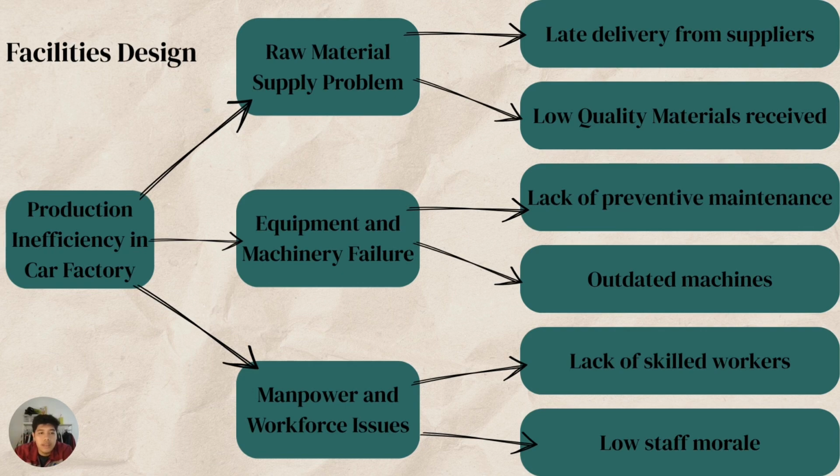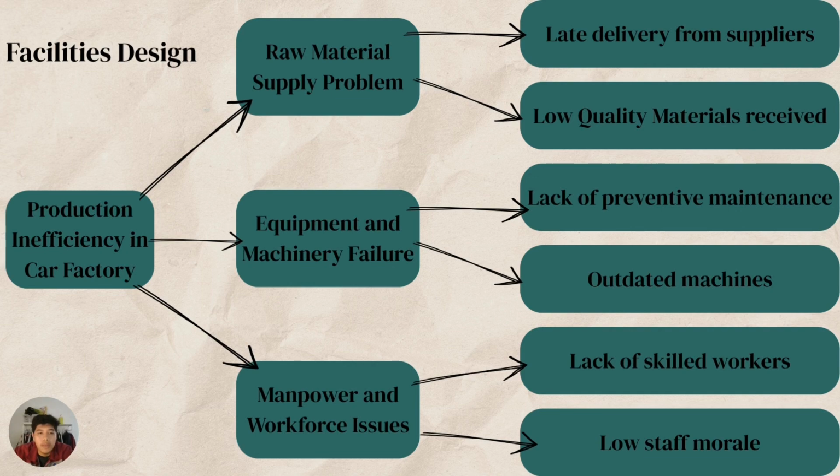Next is facility design. Facility design plays an important role in ensuring smooth and efficient car production. However, when the facility design is poor, this can lead to production inefficiency. As shown in the diagram, there are three main causes of inefficiency.